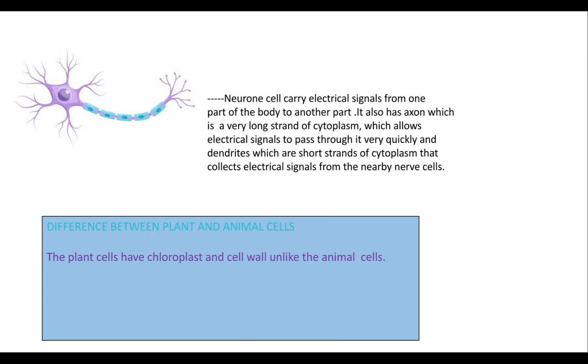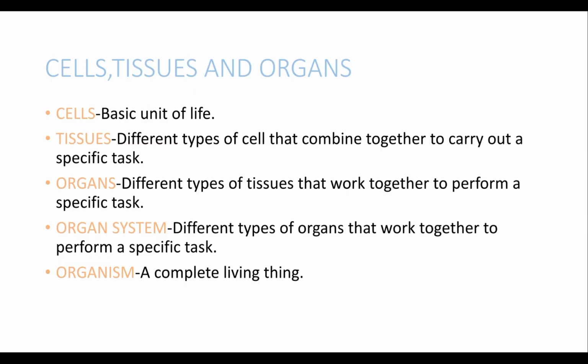Okay, now let's look at the difference between plant and animal cells. The plant cells have chloroplast and cell wall, unlike the animal cells. And lastly, this is our last topic of this unit, which is cells, tissues, and organs.